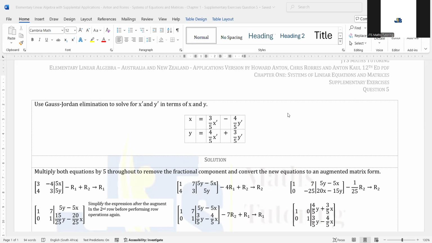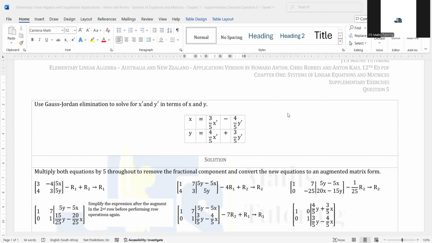Today, I'm going to be looking at question 5 under Supplementary Exercises in Elementary Linear Algebra by Howard Anton and Chris Rorres. Chapter 1, Systems of Linear Equations and Matrices. So let's get going. Use Gauss Jordan elimination to solve for x prime and y prime in terms of x and y.